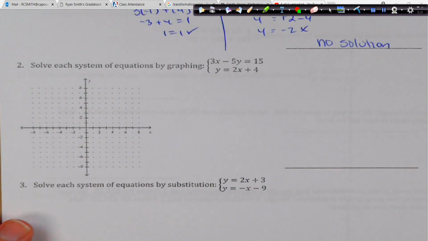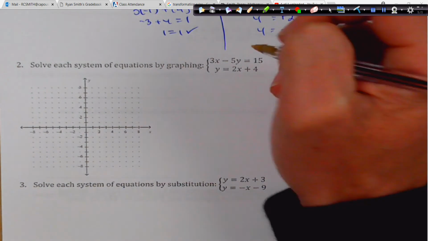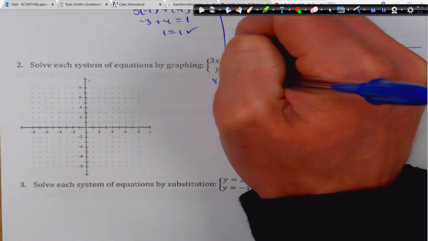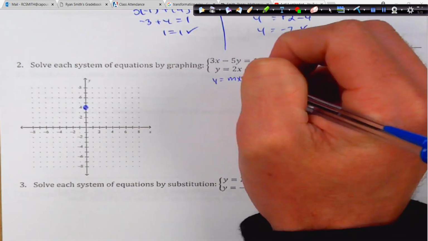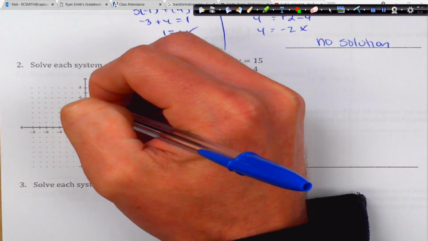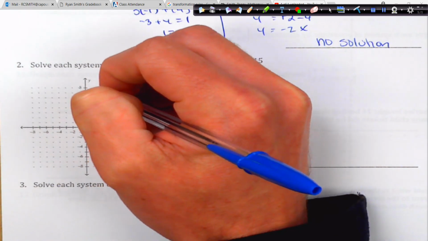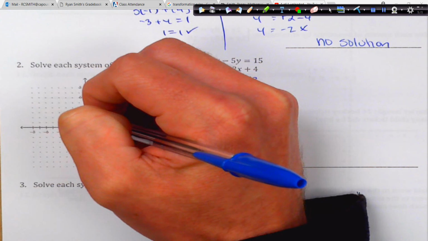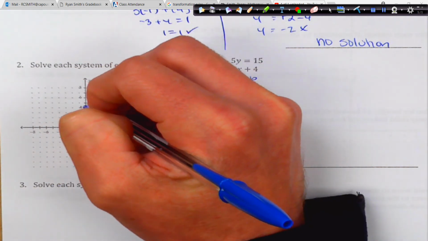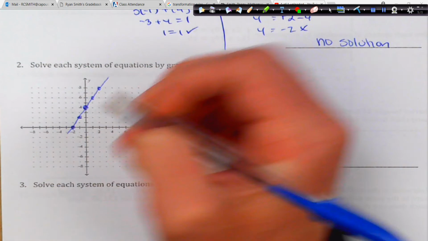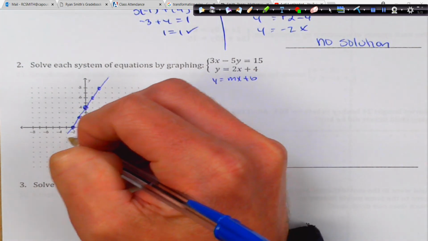Solve each system by graphing. So our first one's already in graph-ready form. This is y equals mx plus b. So our b is our y-intercept at 4, and then my slope is up 2 over 1, up 2 over 1, or down 2, back 1, down 2, back 1, and so on and so forth. Let's just go and do some more.